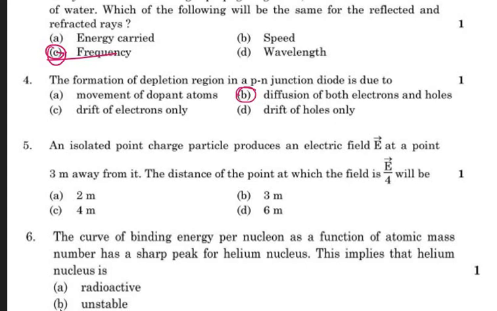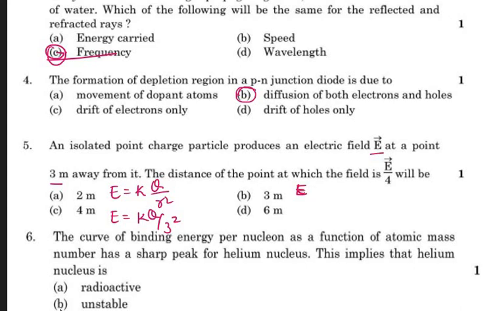In question 5, an isolated point charge particle produces an electric field E at a point 3 meters away from it. The distance of the point at which the electric field is E by 4 will be? Here at a distance of 3 meters, the electric field formula will be K into Q by R square. So in the first case, E is equal to K into Q divided by 3 square. And in the second case we have E by 4.